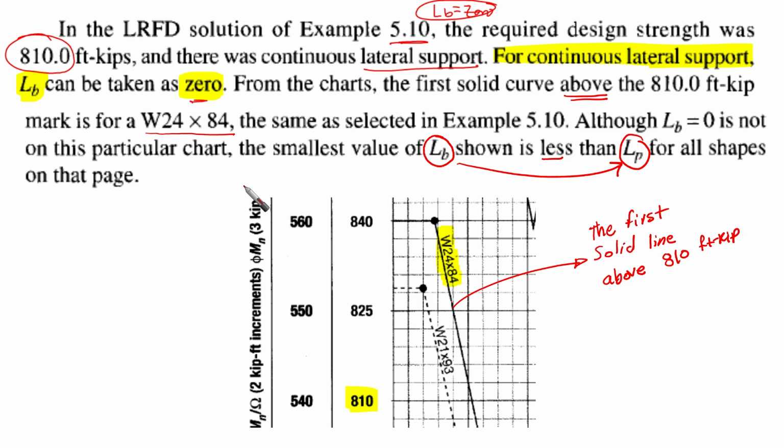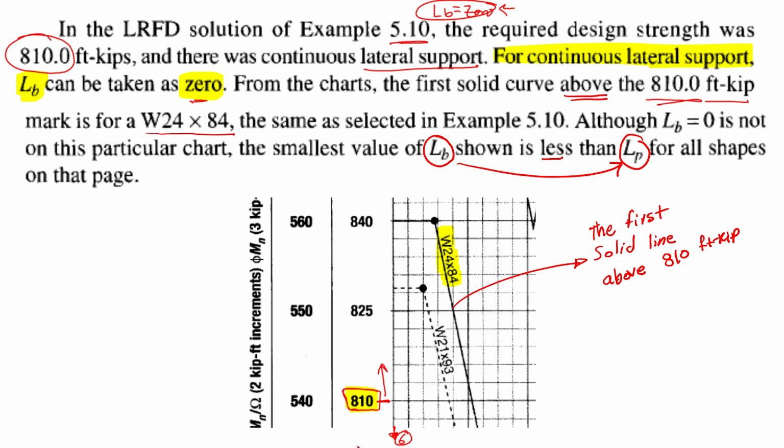If you go to the charts, the first solid curve above the 810 foot-kips mark is for the wide flange W24 by 84. So this is the mark of 810, and then we're going to look up. Supposedly here we are expecting to have the smallest LB. We said that LB is equal to 0, but actually in the charts you're not going to find LB equal to 0. Maybe you can start with 6, for example.